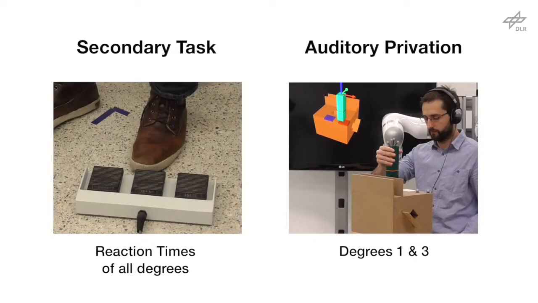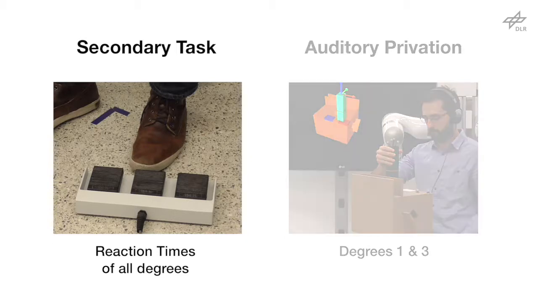In addition to the regular exercises, the participants performed one set of exercises with a secondary audio task, and another set of exercises with auditory privation. In the first, users had to press a foot pedal as soon as they heard a horn while performing the assembly exercise. Reaction times were measured for each degree or condition.